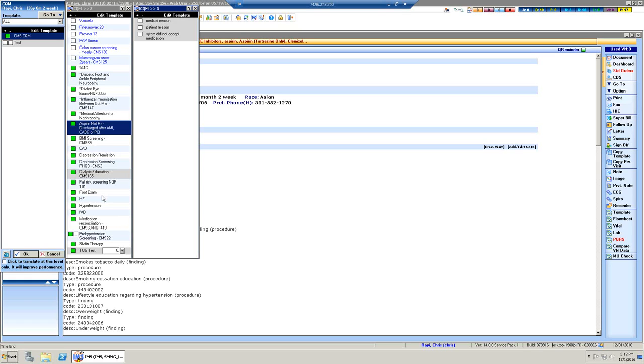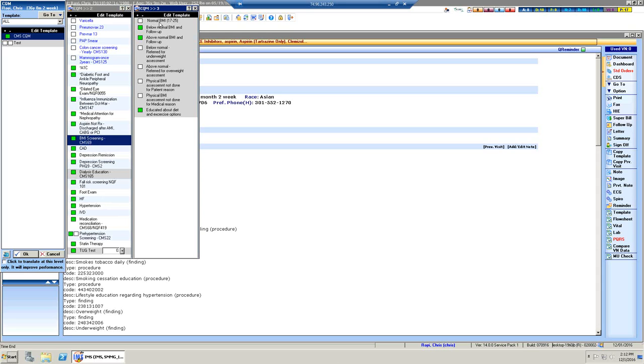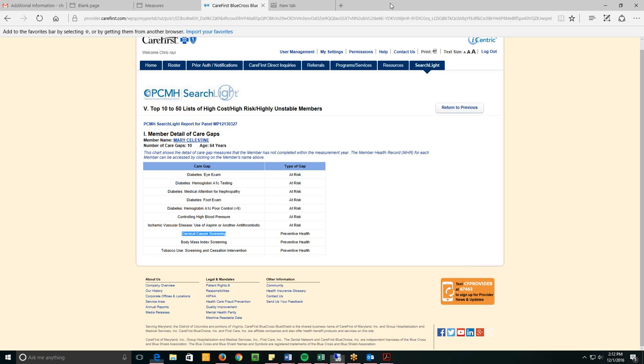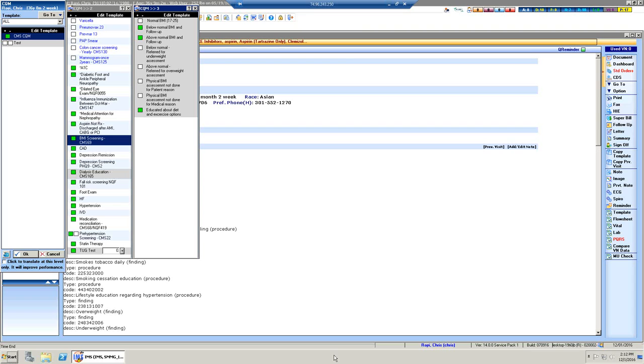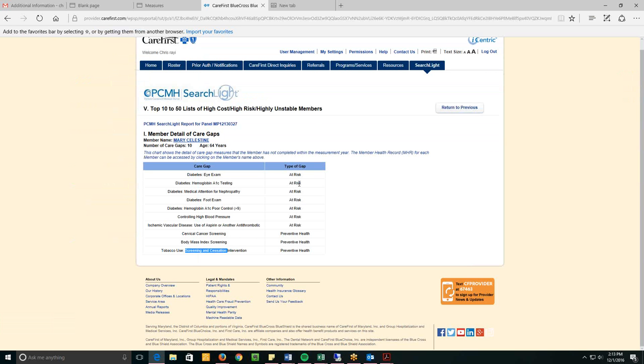Where is that? Weight. You see it? Oh, this one right here, BMI screening. So normal, 70 to 95 or whatever that is. And tobacco use, again, this will come from CQMs too. So out of like 10, there are 5 that the doctors can handle. There are 5 that the office needs to handle.